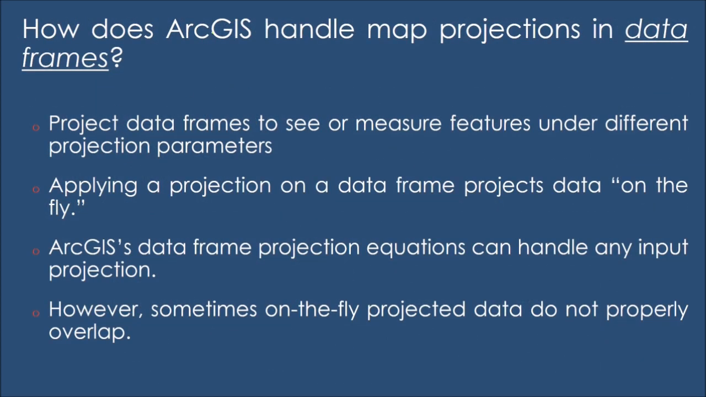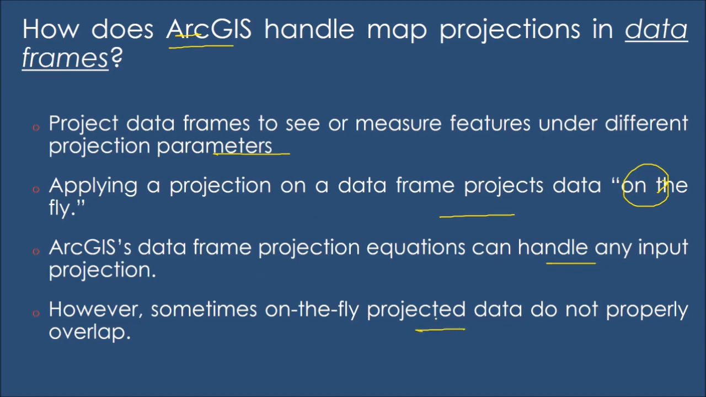So how does ArcGIS handle this? Why are we talking about ArcGIS and QuantumGIS? Because these are very popular GIS systems. How do these systems handle map projections in data frames? They project data frames to see or measure features under different projection parameters. They apply a projection on a data frame, or project data on the fly. The ArcGIS data frame projection engine can handle any input projection on the fly, so there is no back processing; everything is done on the fly.